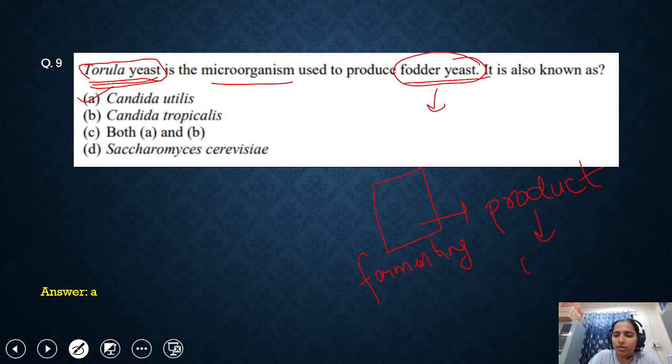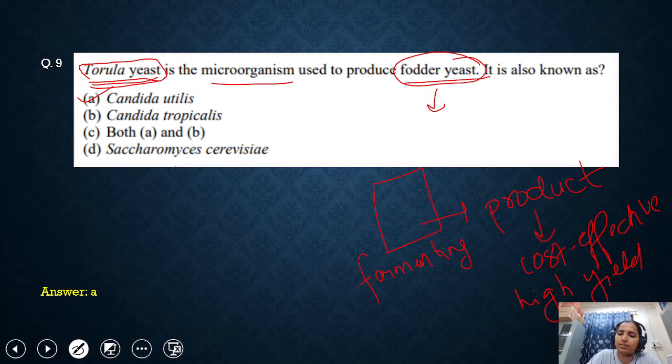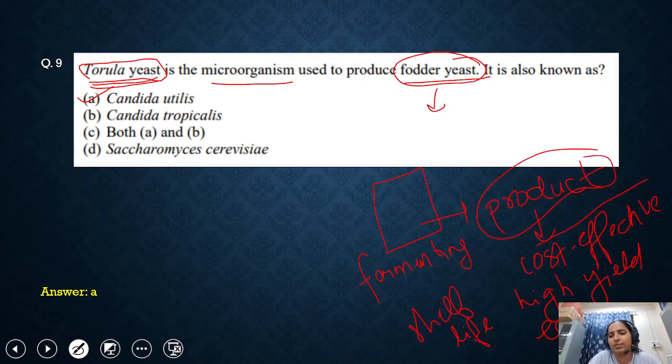So it should be cost effective, high yield, easy, or shelf life should be high. So we always try to make a product that has these properties and much more than that.